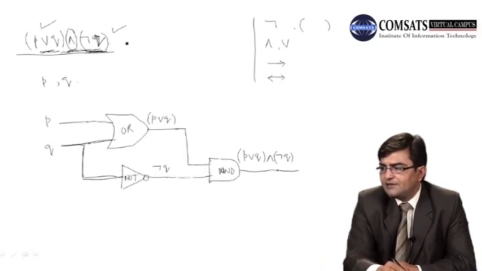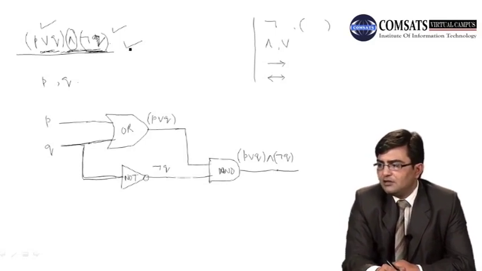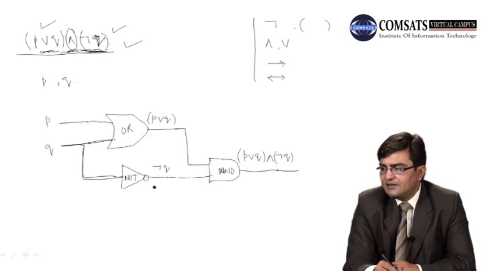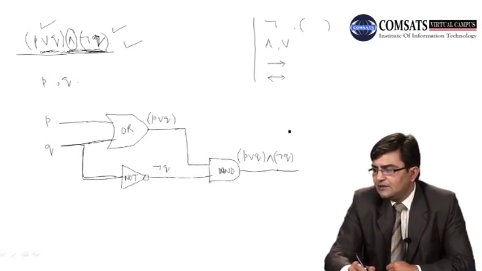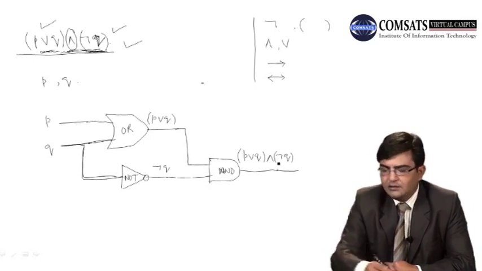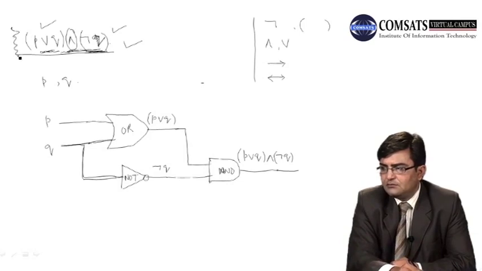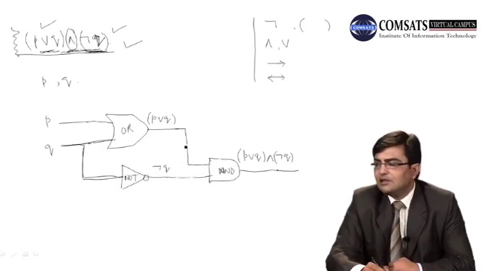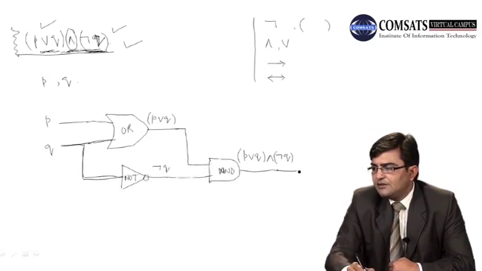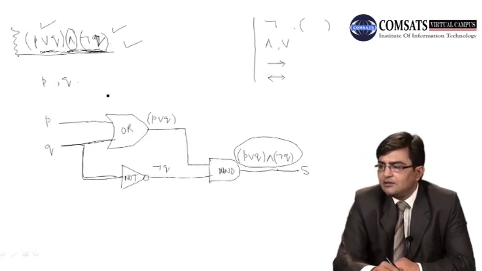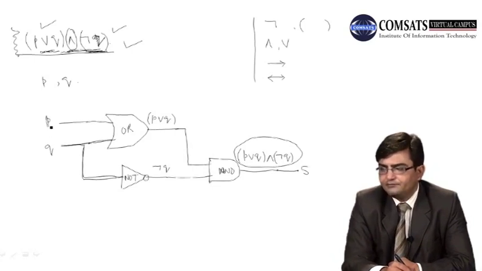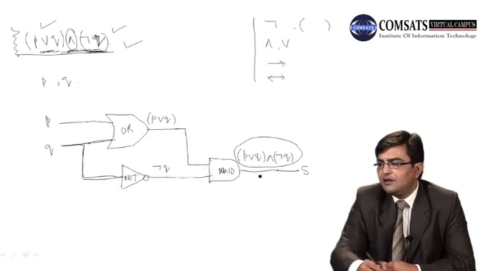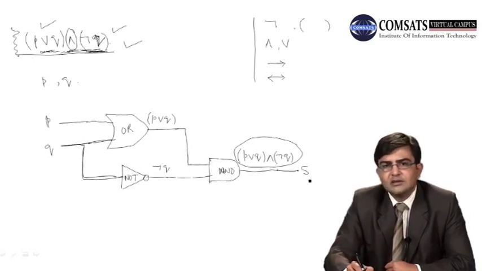So for this expression, for this compound proposition or logical expression, we can construct a circuit like this. This circuit represents the given expression. Or we can say that corresponding to this expression, we can draw a circuit using logic gates like this. This is the output of the circuit, which is usually denoted by S. So we can give inputs to this circuit, and we can find the output of this circuit.